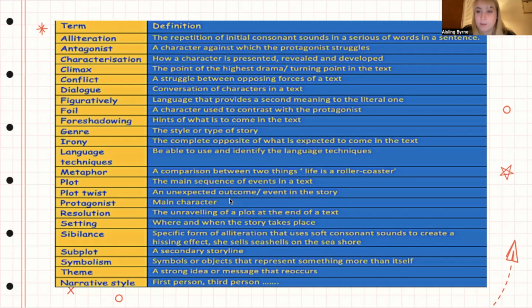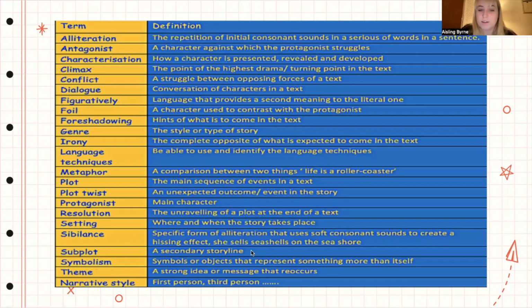Protagonist, that's our main character. That's maybe our hero as well. Resolution: the unraveling of a plot at the end of a text. Setting: where and when the story takes place. Sibilance: a specific form of alliteration that uses soft consonant sounds to create a hissing effect. So this one, which I can never say: she sells seashells on the seashore. I find that one so difficult to do. Say that three times fast.